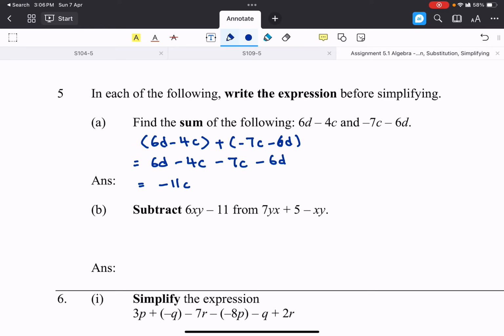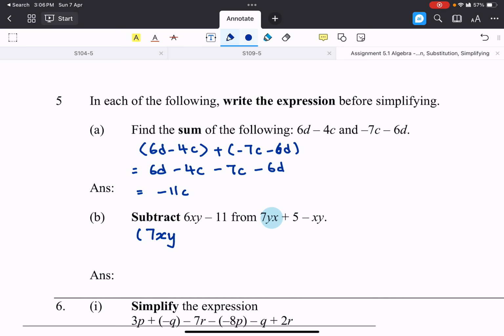Okay. The next example, subtract 6xy minus 11 from 7yx plus 5 minus xy. So once again, this thing over here, let me use a different color to minimize confusion. I'll just highlight it. Okay, yx and xy are actually the same value. So from here we have 7xy plus 5 minus xy minus 6xy minus 11.